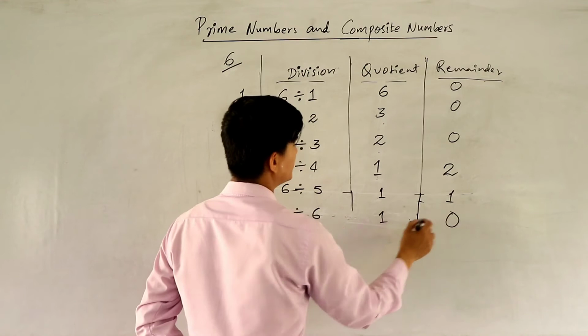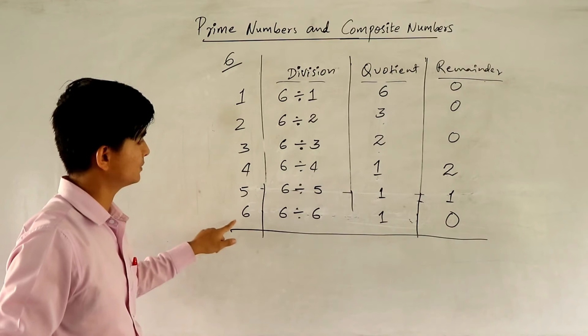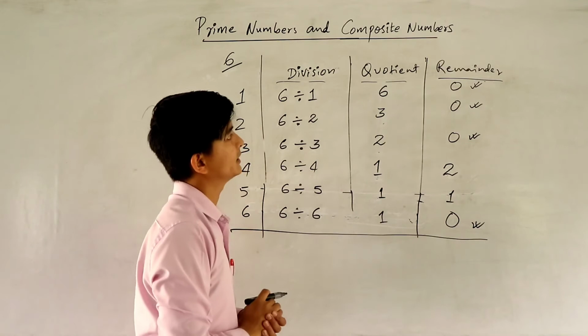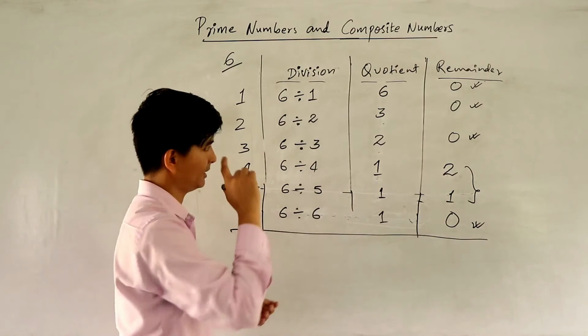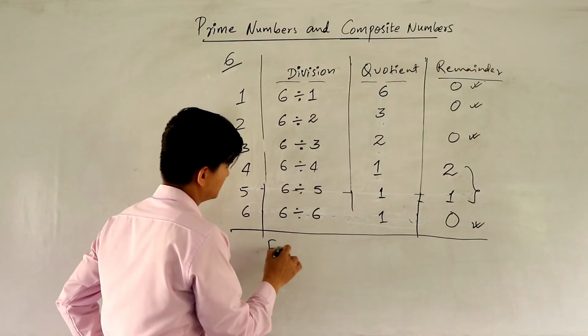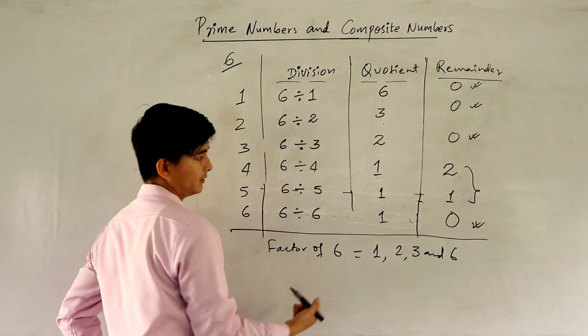So here we have to stop. As you know, we have to divide up to 6 because we are finding the factors of 6, so we are dividing from 1 to 6. Now from here you can see which are the factors of 6. Why? Because the remainder is 0, right? These two, 4 and 5, are not factors of 6, because 6 is not exactly divisible by 4 and 5. So here you can write the factors of 6: 1, 2, 3 and 6. So you can see here we have got 4 factors. Before, we had 3 factors, right?